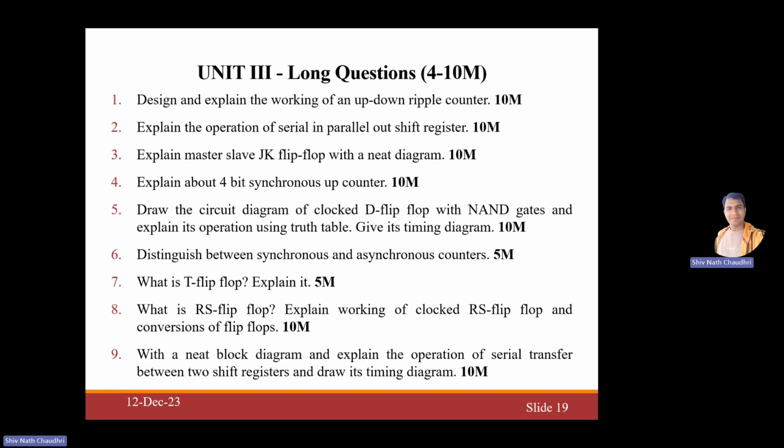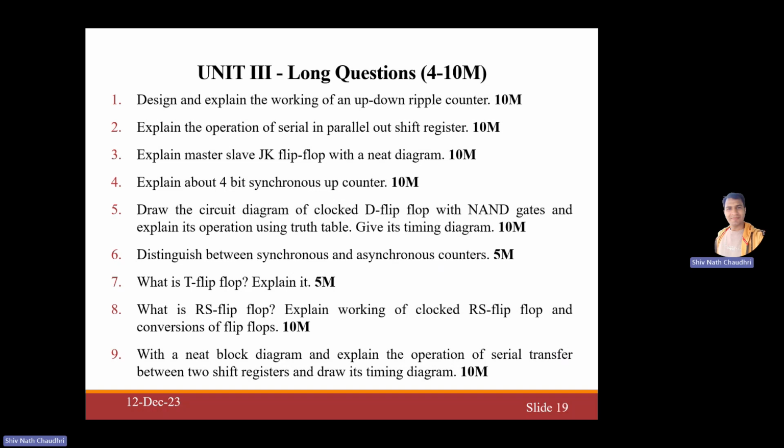For high marks, means 4 to 10, what are the questions? The first question, design and explain the working of an up down ripple counter. So you have to be clear about this idea of asynchronous counter because asynchronous counters are also called ripple counters. And in up down counter, you must know that up counter starts from all zeros, so you have to use reset signal, and down counters start from all ones, so you have to use preset signal.